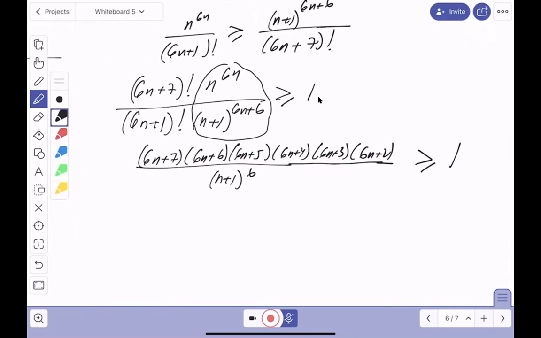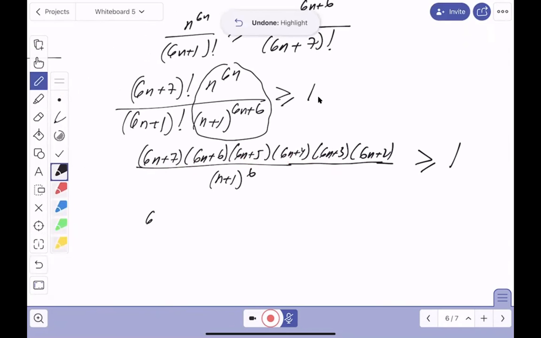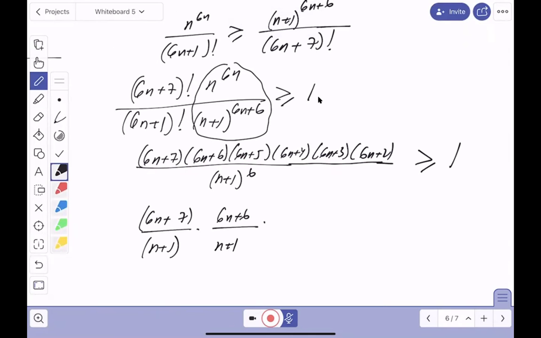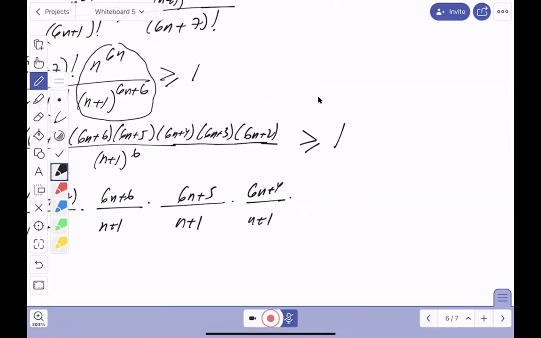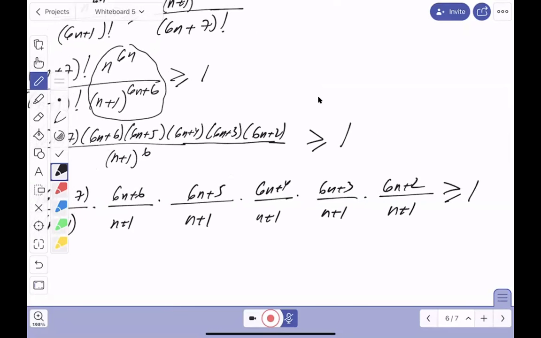And I'm gonna do 6n. Whoops, sorry about that. 6n plus 7 over n plus 1 times 6n plus 6 over n plus 1 times 6n plus 5 over n plus 1. 6n plus 4 over n plus 1. I think you get the idea. 6n plus 3 over n plus 1. And what's the next one going to be? 6n plus 2 over n plus 1. And I'm hoping it's better than 1.